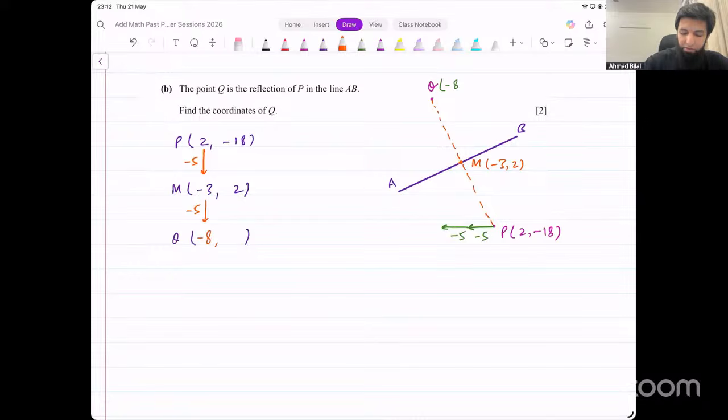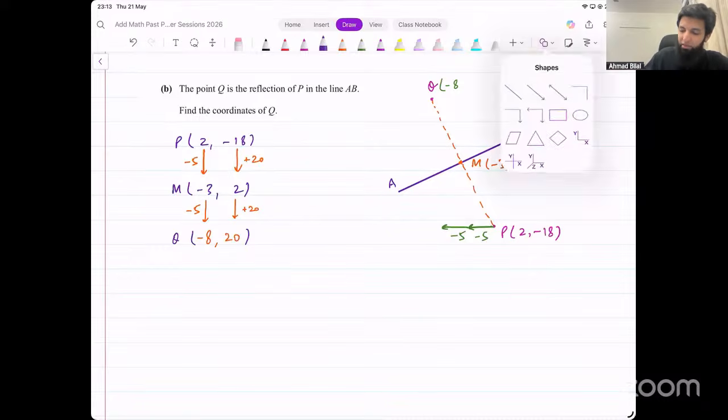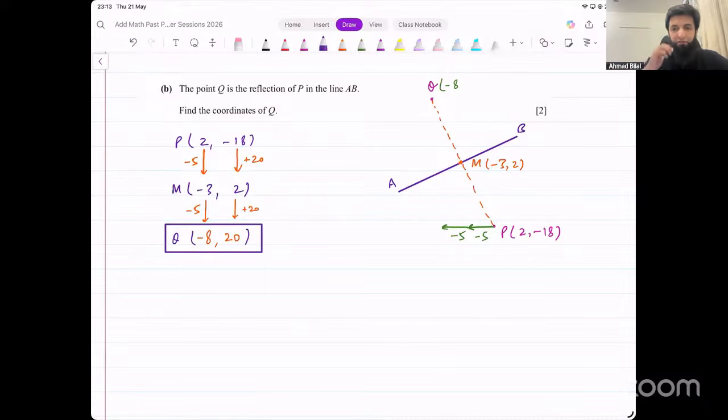Similarly, how many units do you need to go in the y direction to go from -18 to 2? You need to go 20 units. So you go plus 20 units more, and that will give you the corresponding y coordinate for Q. And that's your final answer. The coordinates of Q, therefore, are -8 and 20. That's what we were looking for.